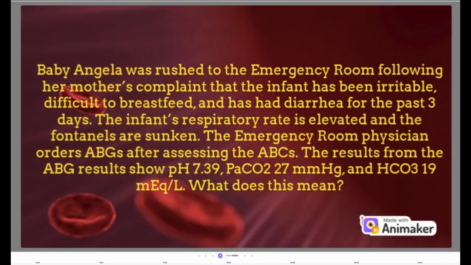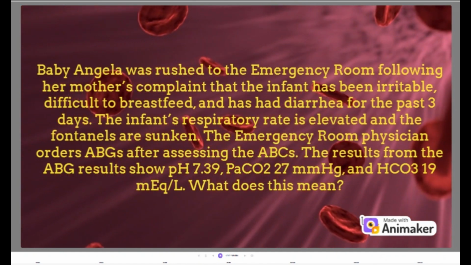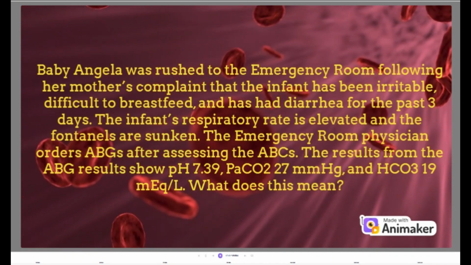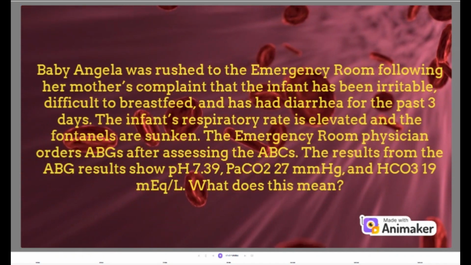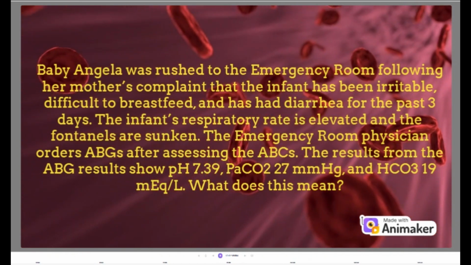Baby Angela was rushed to the emergency room following her mother's complaint that the infant has been irritable, difficult to breastfeed, and has had diarrhea for the past 3 days. The infant's respiratory rate is elevated and the fontanelles are sunken. The emergency room physician orders ABGs after assessing the ABCs.